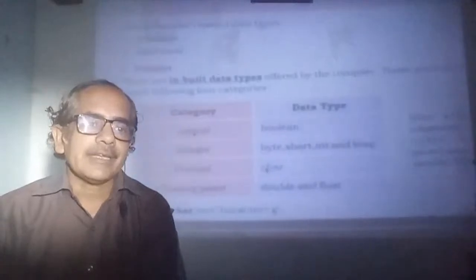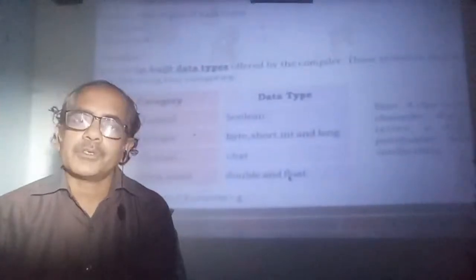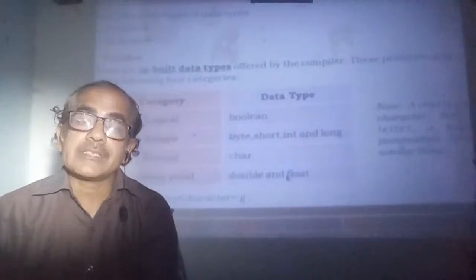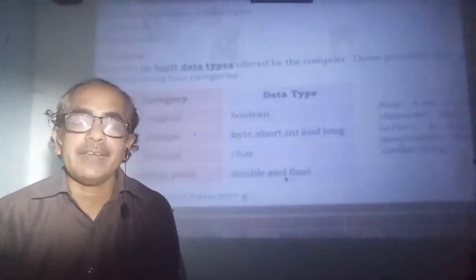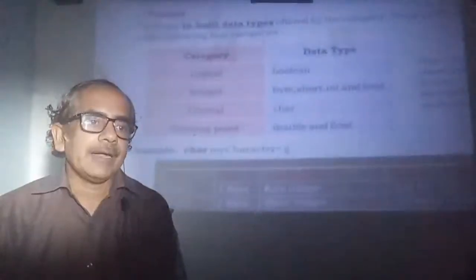Textual, character, single character data. Floating point, double, float. They are the keywords for you to remember because they will actually define the data type. And then here it is also a fact to remember. I'm showing the part of the book so that you can refer to your book, you can read it and you can understand.